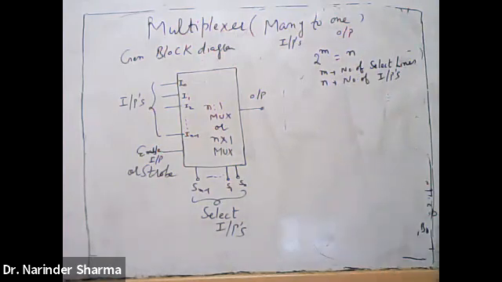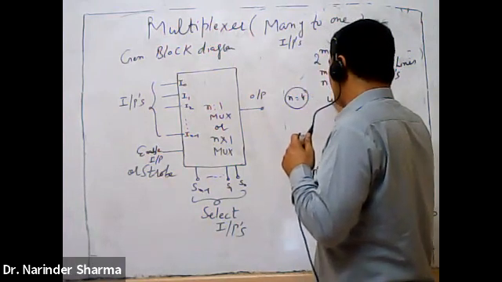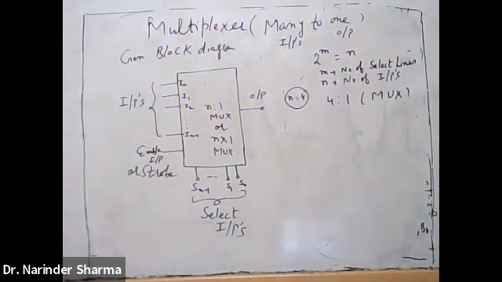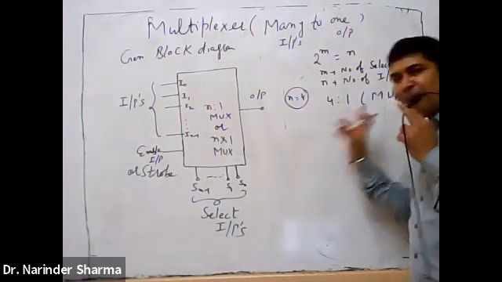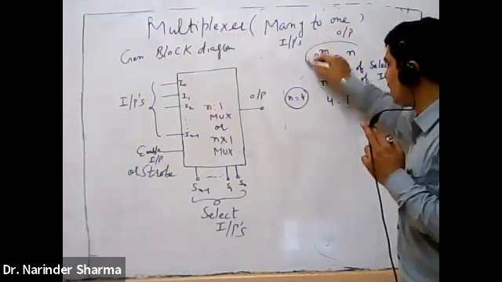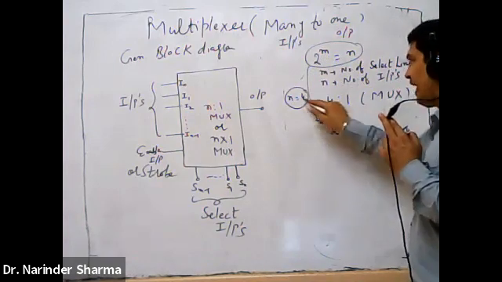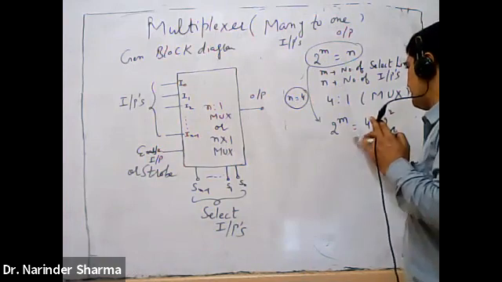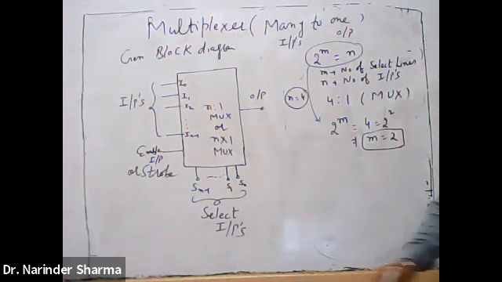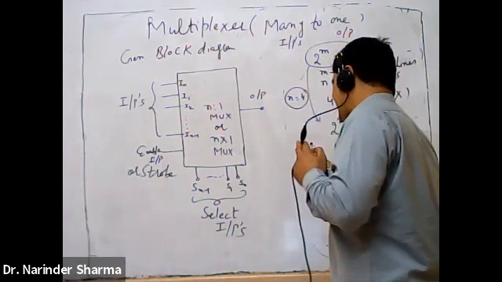I'll take a simple example. If n is 4, that would be a 4 is to 1 mux. How many select lines are required to design this mux? It is based on this formula: 2 raised to power m equals n. So n is 4. How many select lines are required? 2. Two select lines are required, which are denoted as S1, S0.